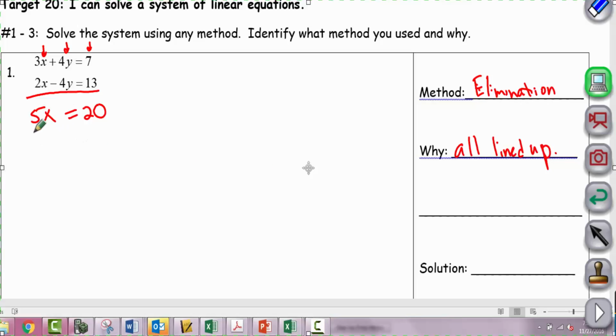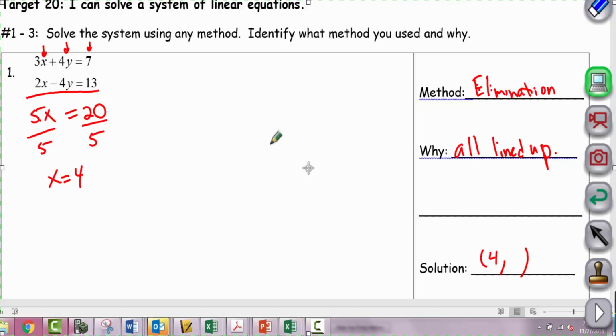Now, from here, we're going to solve for x by dividing by 5, because it's 5 times x. Get rid of that multiplication of 5 by dividing by 5. We get x to be 4. And we have to make sure that we always write our solution as an ordered pair, because these are two lines. And we're looking for the intersection of the two lines, which we'll look at in the graphical one here in a second.